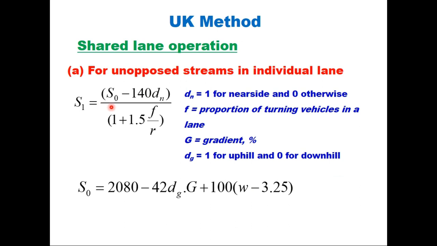Now S0 here is given by this equation: 2080 minus 42 dg into g plus 100 into w minus 3.25. Now this is the adjustment for lane width, 100 PCU per meter lane width, and dg is 1 for uphill gradient and 0 for downhill gradient, and g is the gradient in percent. So using this equation you can calculate what is S0, and then putting in this equation you can find out what is the saturation flow for unopposed streams in individual lane.